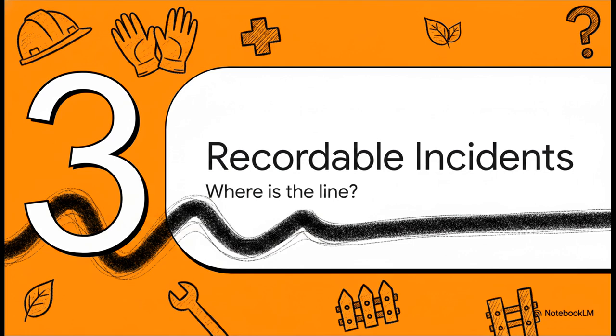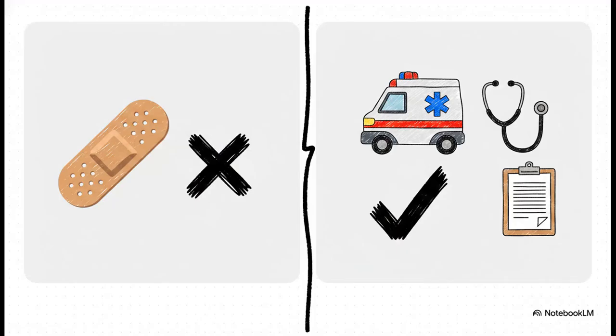All right, on to Section 3, defining a recordable incident. This is a super common area of confusion, so let's draw a clear line. On one hand, you have simple first aid, cleaning a minor scrape, slapping on a bandage. That's just emergency care provided before regular medical aid, and it is not a recordable incident.